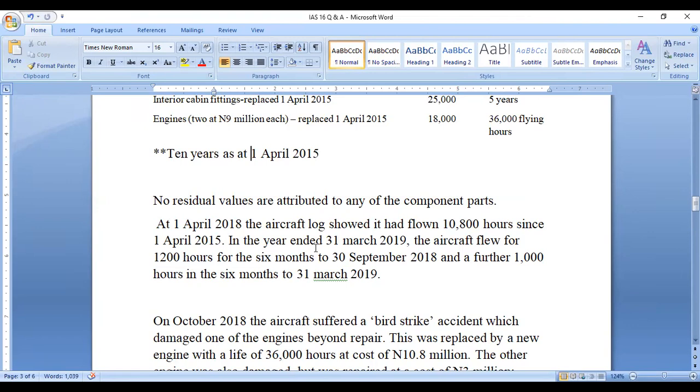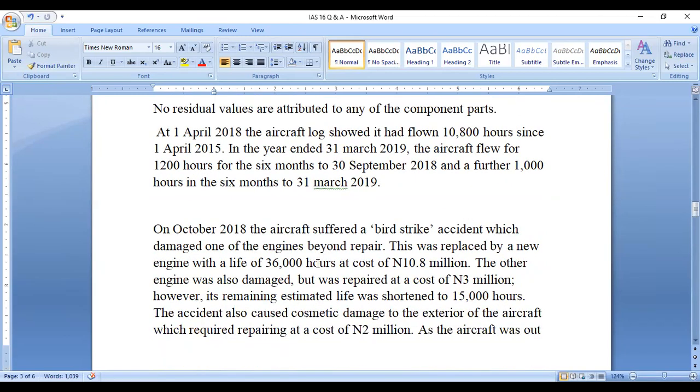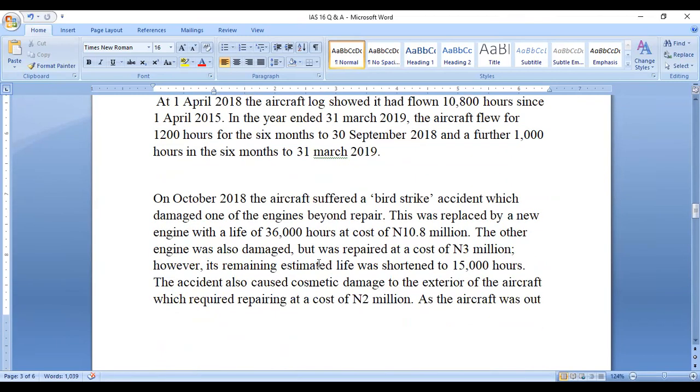In October 2018, the aircraft suffered a bird strike accident which damaged one of the engines beyond repair. This was replaced by a new engine with a life of 36,000 hours at a cost of 10.8 million. The other engine was also damaged, but was repaired at a cost of 3 million.